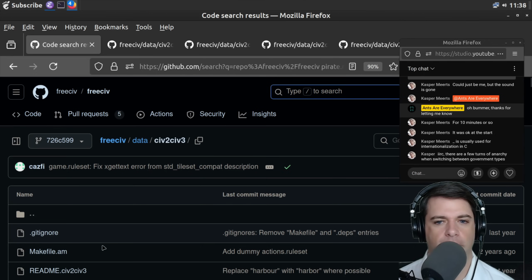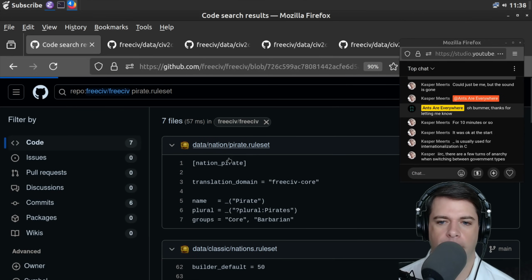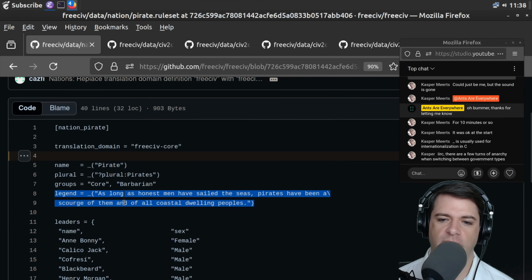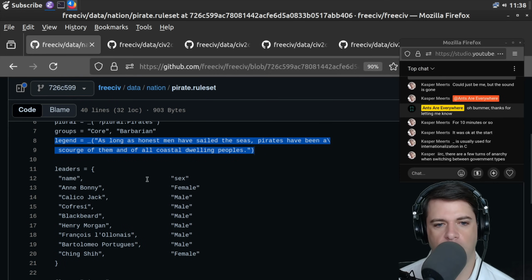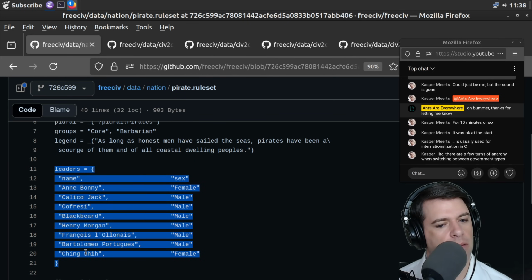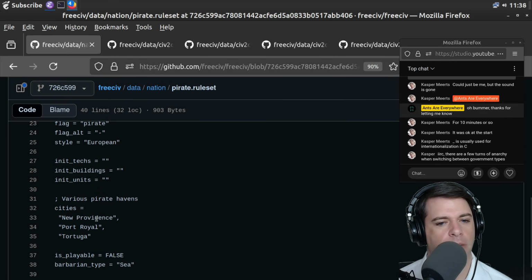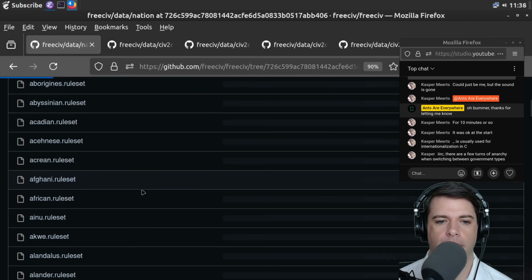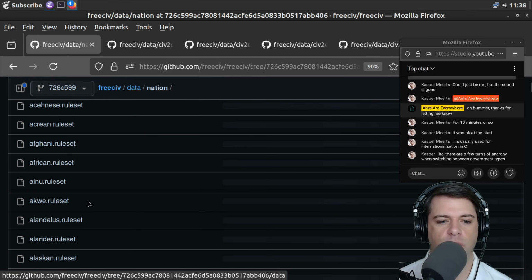How about the pirate rule set? So we have a pirate nation. The group is core barbarian. Legend: as long as honest men have sailed the seas, pirates have been a scourge to them, and of all coastal dwelling people. So we have a bunch of leaders, including Calico Jack, Anne Bonny, Francois Lolonais, Blackbeard, various pirate havens, New Province, Port Royal, Tortuga. Okay, so there's actually not a lot of information in that rule set.